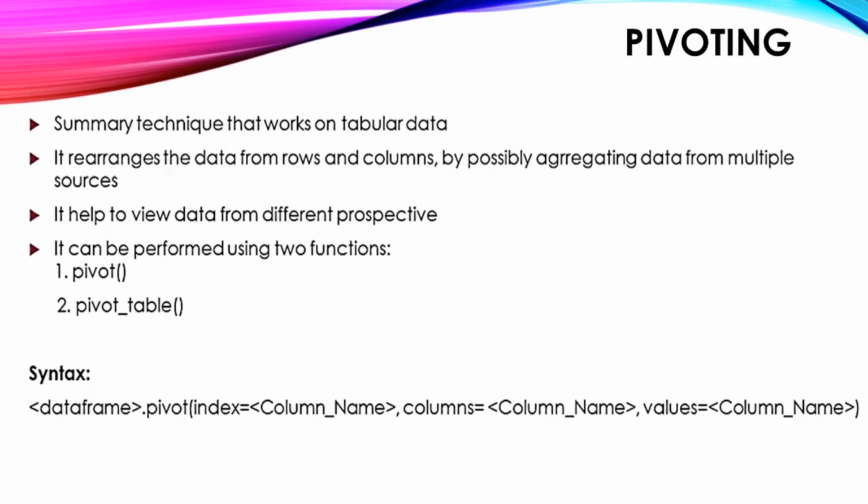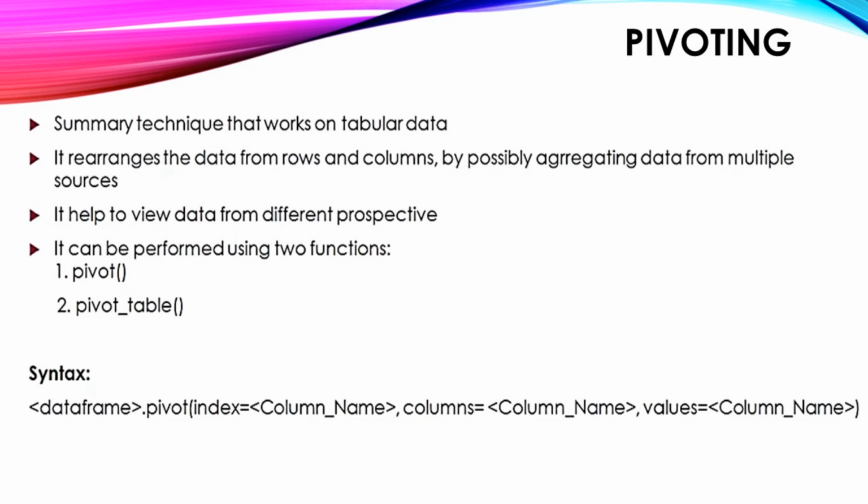So now what is pivoting? It is a summary technique that works on tabular data. Tabular data means data frame. It rearranges the data from rows and columns. Whatever rows and columns are there in the tabular data can be rearranged. That is, rows can be transformed into columns and columns can be transformed into rows.